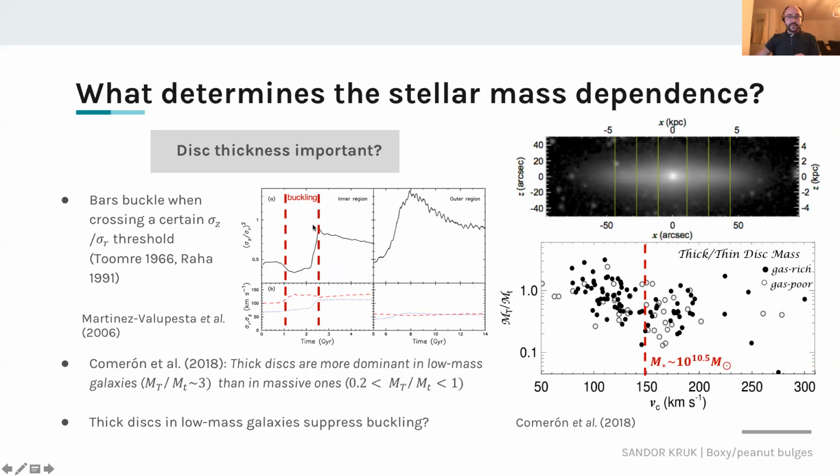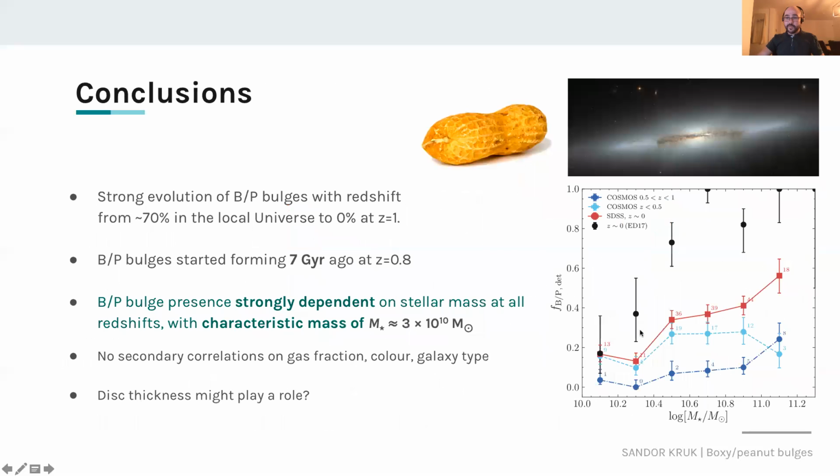Indeed, detailed decompositions of nearby edge-on galaxies performed by Sebastián Comerón suggest that low-mass galaxies have thicker disks compared to high-mass galaxies. And this characteristic mass corresponds to a transition between thick and thin disk domination in galaxies. And higher redshift galaxies are believed to have thicker disks, which could explain the lower fraction of Boxy peanut bulges at high redshift.